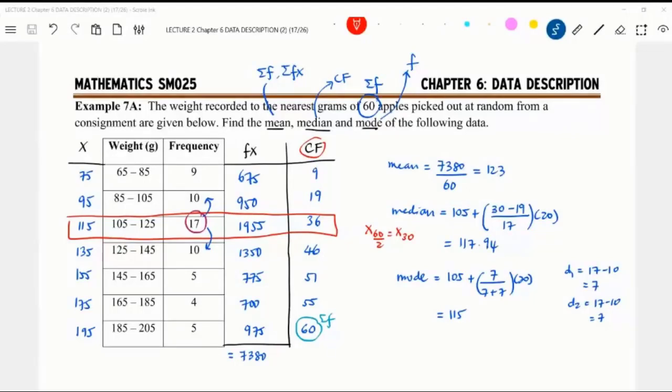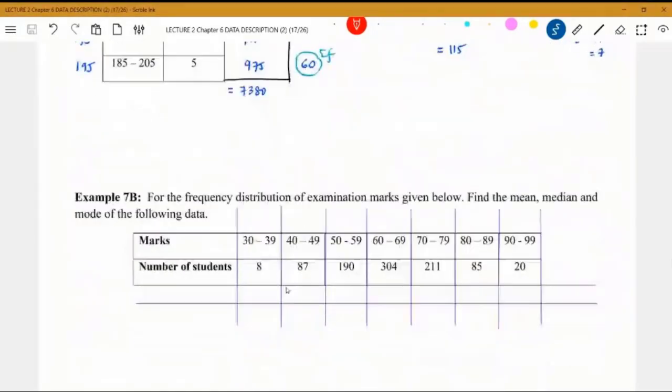Okay, so today we continue with our example 7b. We have done up to 7a, where we found the mean, median and mode for grouped data. For 7b, the same pattern: we need to find the mean, median and mode. For the mean, we need the summation of f and the summation of fx. For the median, we need cf. For the mode, we need the small f.